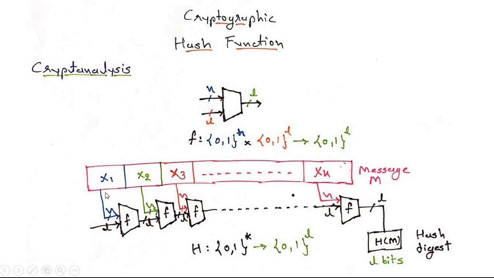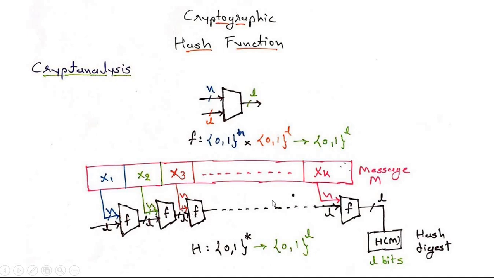So let's see, with the first division x1, we apply one fixed size L bit, whatever we are getting from the cryptographic hash function, that L bit plus n bit data. By using this cryptographic hash function again, we will get again L bit data. This L bit data we will give as input with the next slot of the message. Again n bit plus L bit, it will generate one more L bit output, and again we will apply n bits from the third slot.